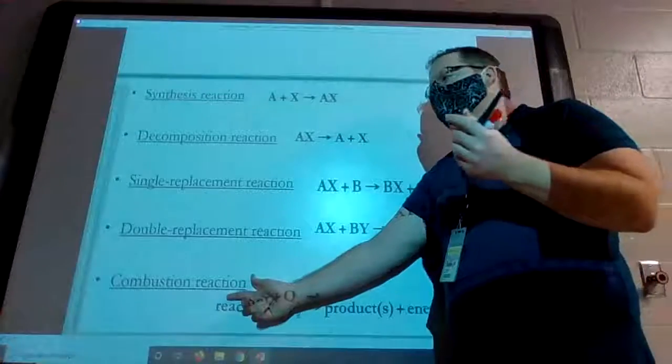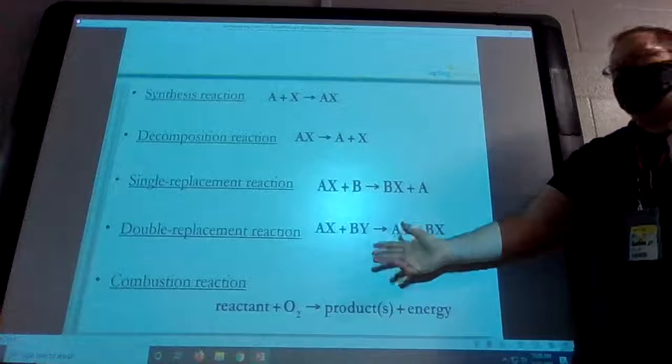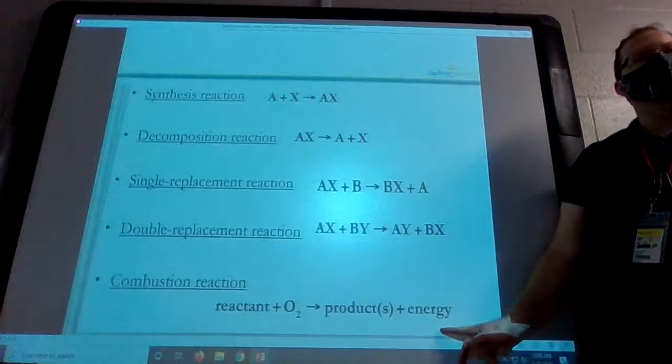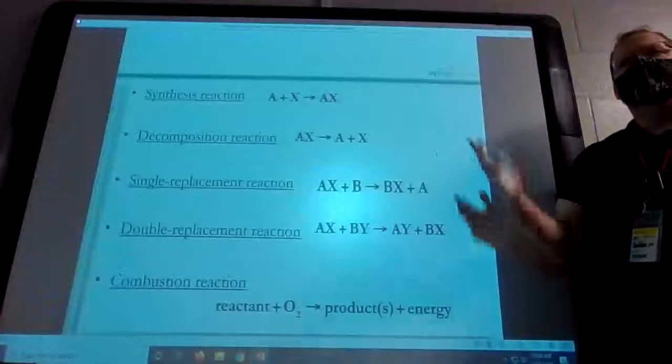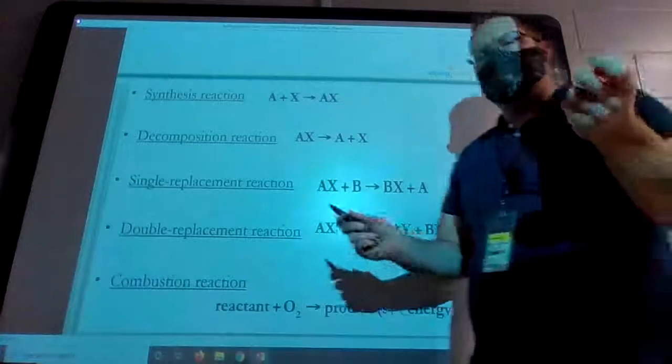And then lastly, combustion. Combustion can look like almost any of these, but it will have oxygen as a reactant. It will have CO2 and H2O as products. That's how you know it's going to be combustion. So go ahead and start on the assignment. I will leave this up.